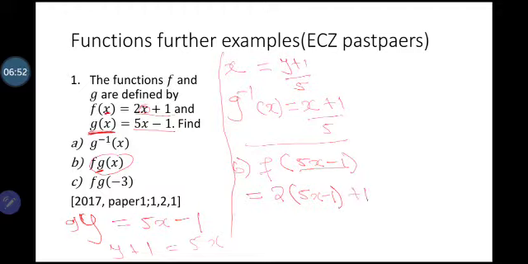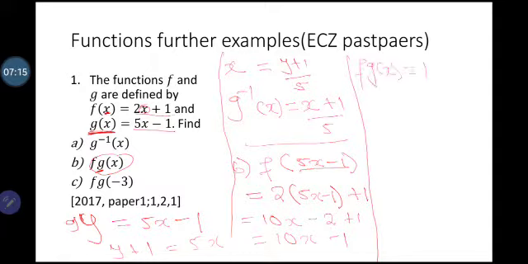2 times 5x will give us 10x. 2 times negative 1 will give us minus 2, plus 1. And this will give us 10x minus 1. Having done that, it simply means our f g of x is equal to 10x minus 1. You would have gotten your 2 marks.